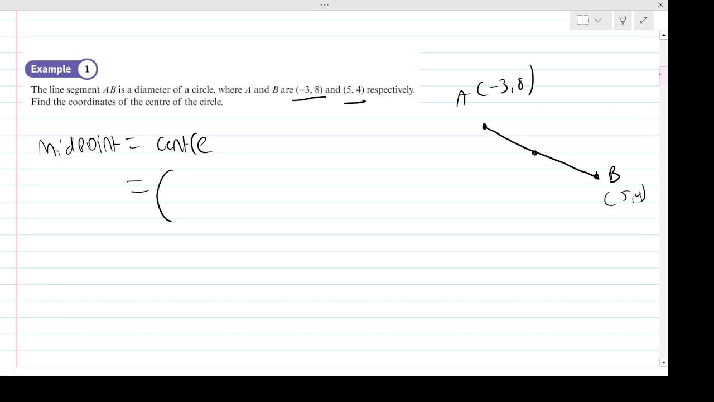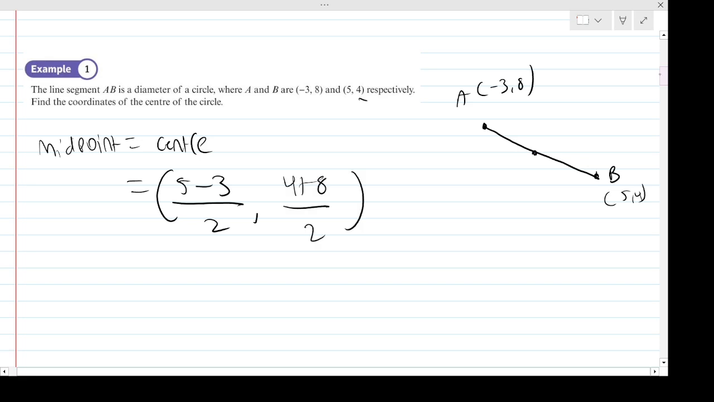Well, the midpoint is adding both the x values first. So 5 add -3 would be (5 minus 3) over 2. Then we have to add the y values together. That'd be (4 plus 8) over 2, because there are two y values we're dealing with here. So the average of those, if we work this out: 5 minus 3 is 2 over 2, and 4 plus 8 is 12 over 2, which gives (1, 6). And that is our centre as a coordinate.